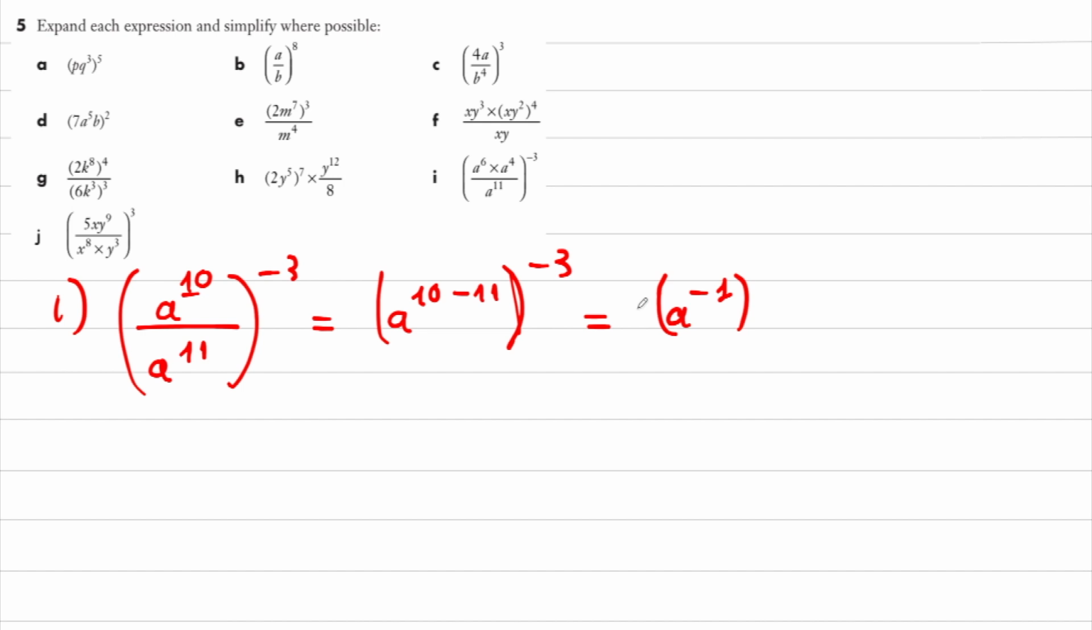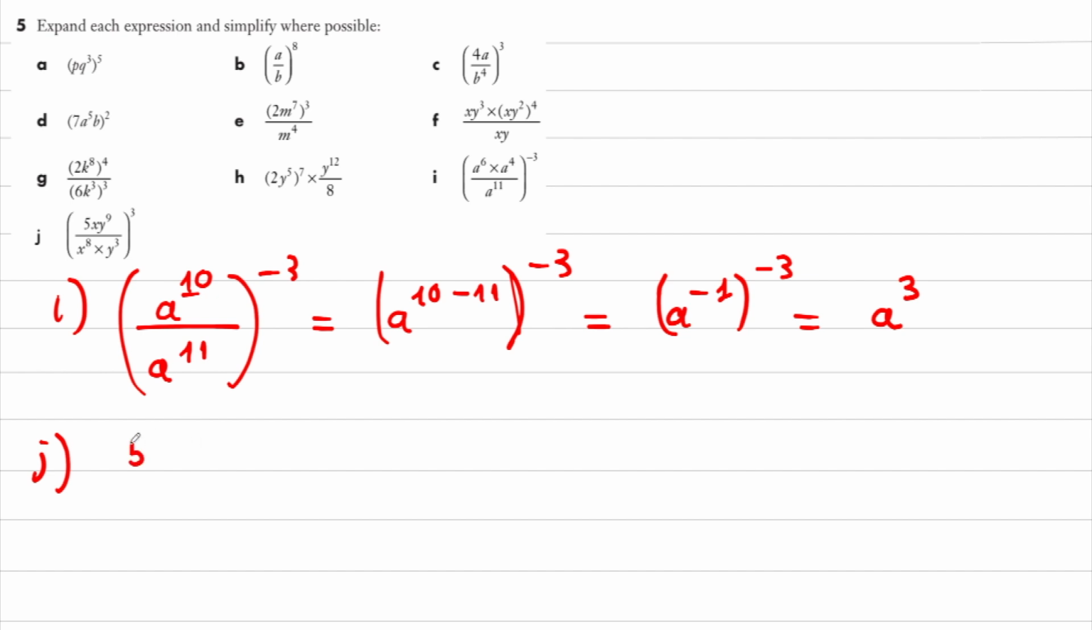Inside the bracket you got minus 1. 10 minus 11 equal to minus 1, and minus 3 outside is multiplication for the power number, and minus 1 times minus 3 you got 3. This is the answer for question I. Question J. The same thing, I will simplify inside the brackets first.